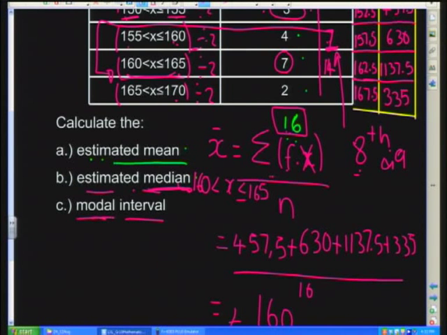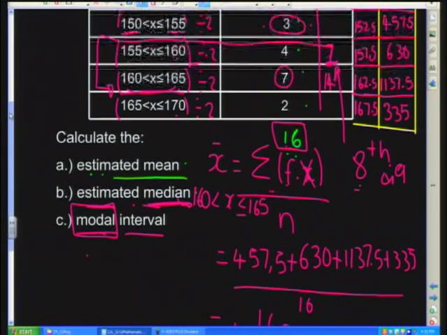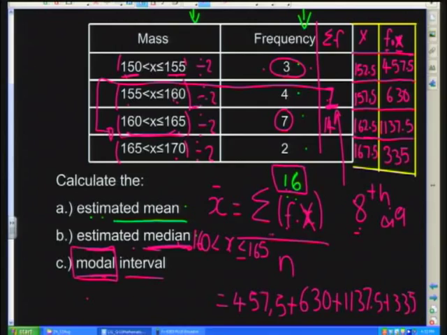Now remember, your modal interval is where you get the most repetitions. Now if you look at your frequencies, we've got 3, 4, and 7. So we've got most of our repetitions in this interval, in the 3rd interval. So therefore our modal interval is going to be 160 to 165. So our modal interval is x is less than or equal to 165 but greater than 160. Okay, so that's our modal interval.